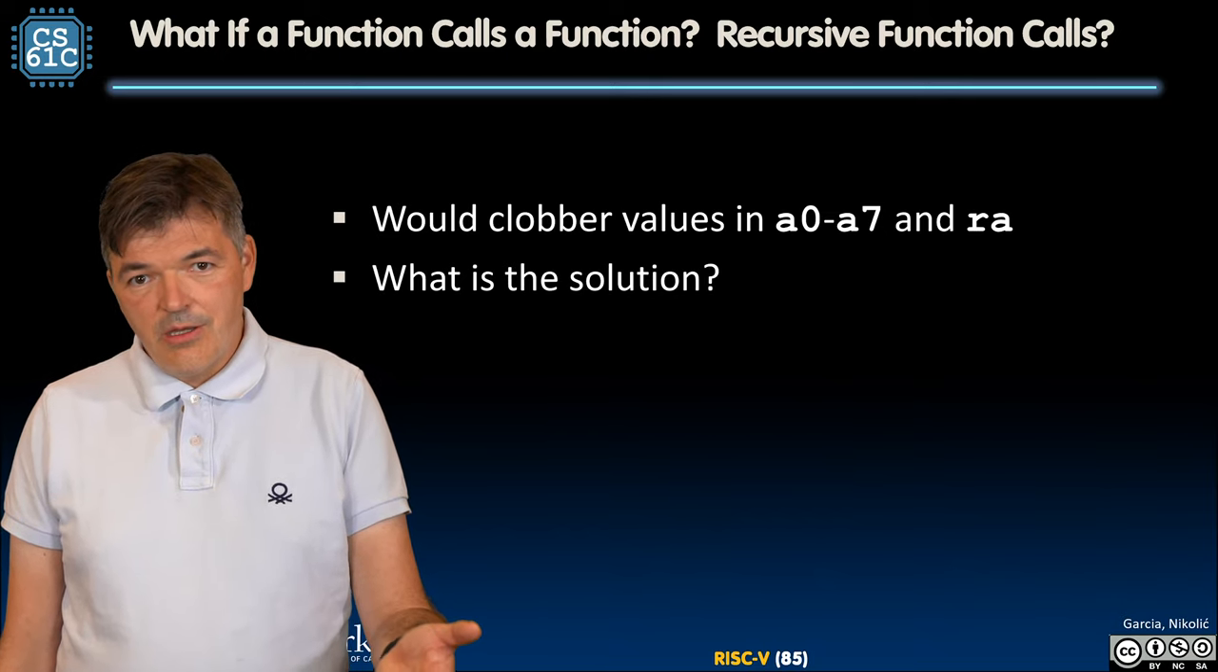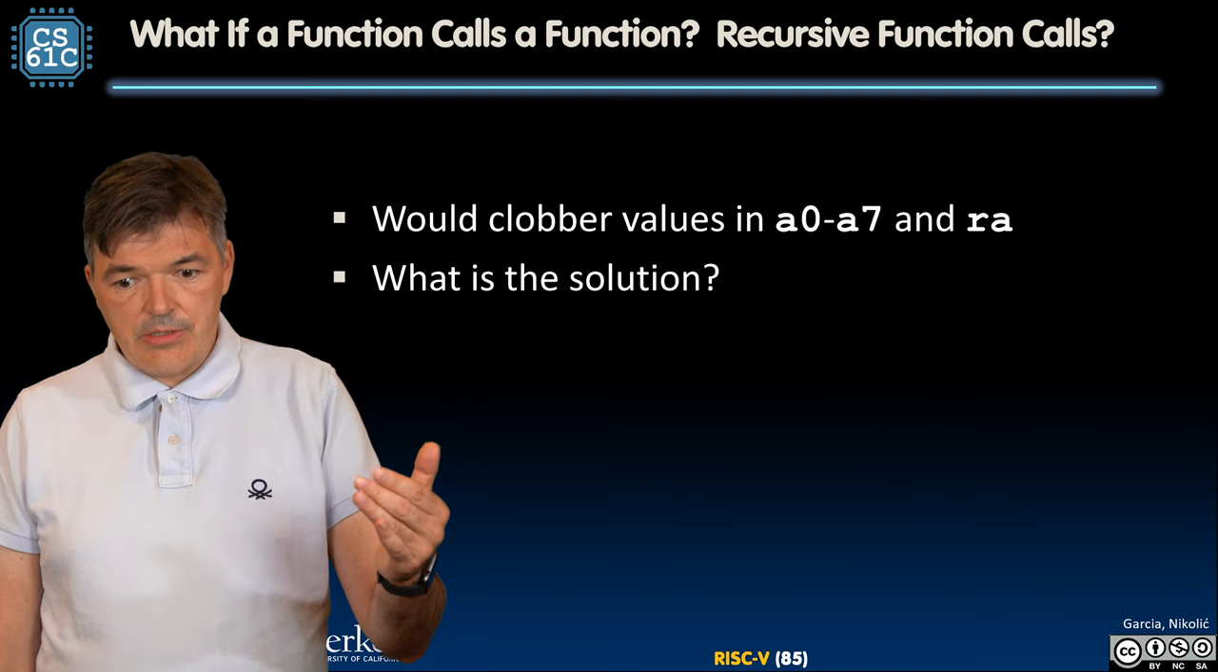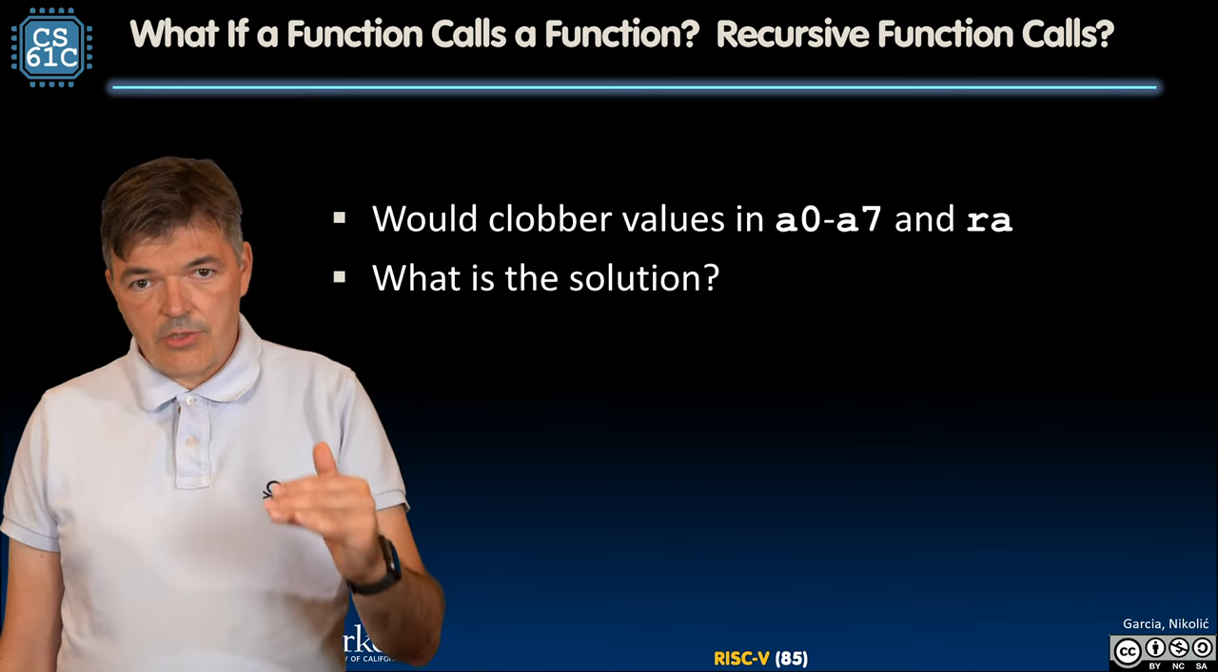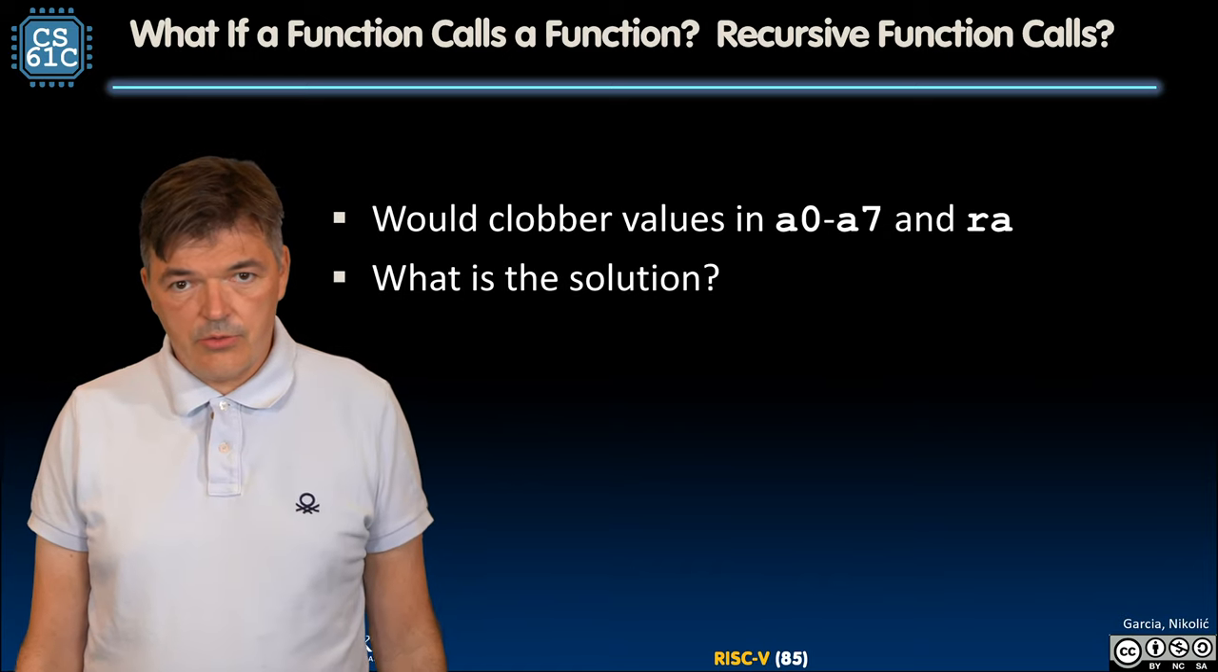Now, what happens if there is another function, say function 2, that the function that has been called by the main needs to call? So there is basically a nested function. The main calls function 1, and function 1 needs to call function 2.